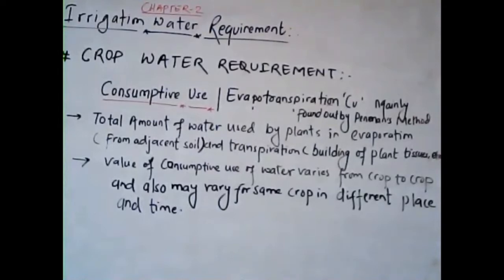Okay, so what is consumptive use of water? It is the total amount of water that is used by the plant during evaporation as well as during transpiration. So, evaporation from the adjacent soil, and transpiration during the building of plant tissues of the different crops. This is the consumptive use, and this value may vary from crop to crop, and also may vary for the same crop in different places and times.